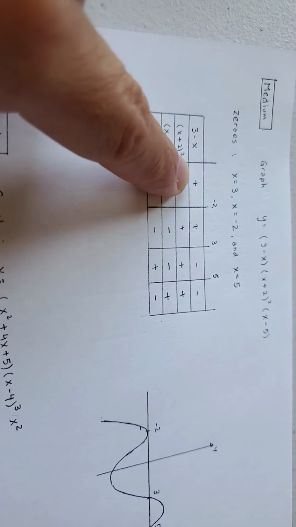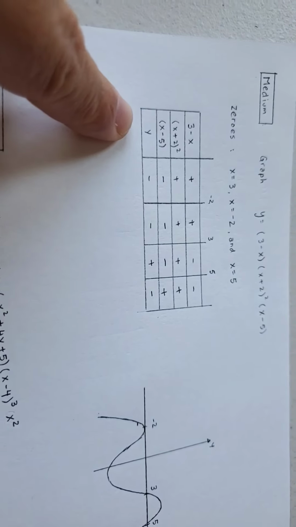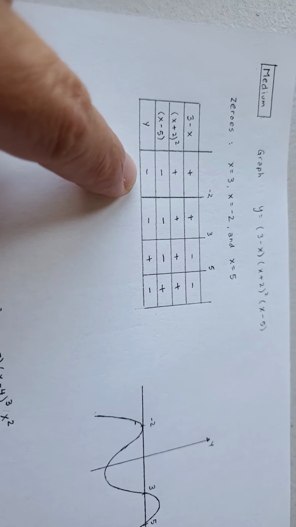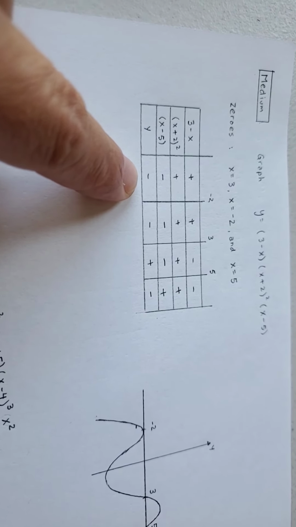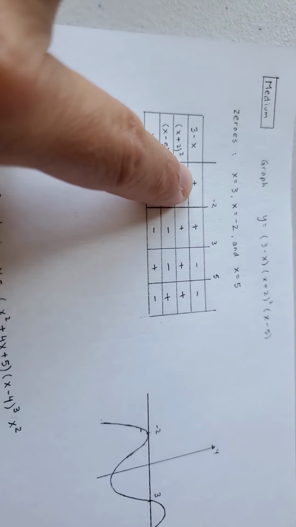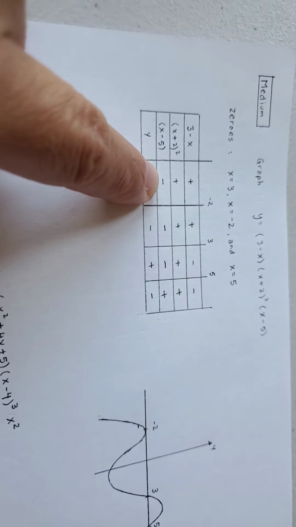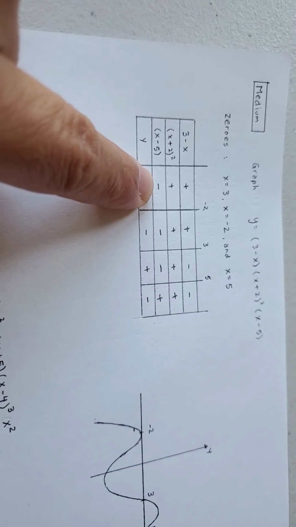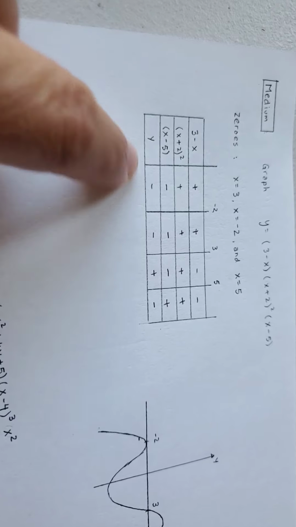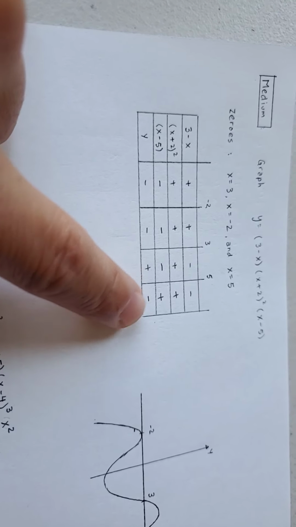Once you get those three rows again, we can figure out what y is by multiplying vertically all of the values, or combining all of the positives and negatives to get the result. So here you have a positive and a negative. When you take those three factors multiplied together, you get a negative as a result for y. And then here's the same thing, and same thing.